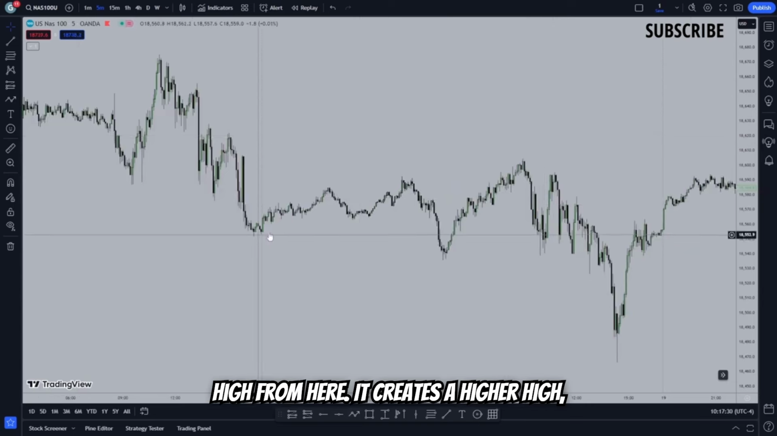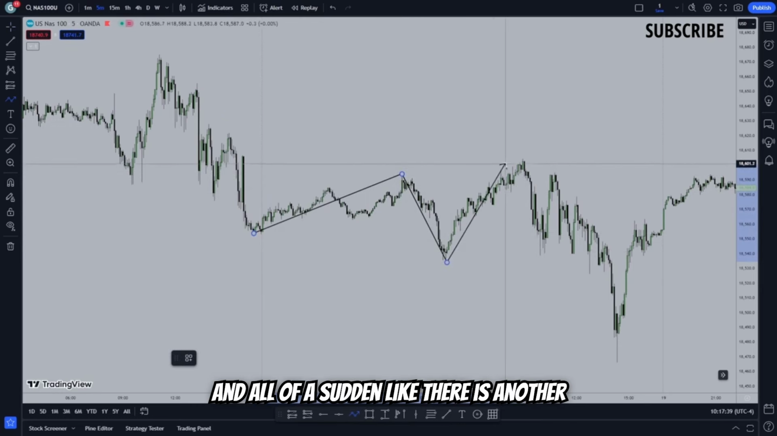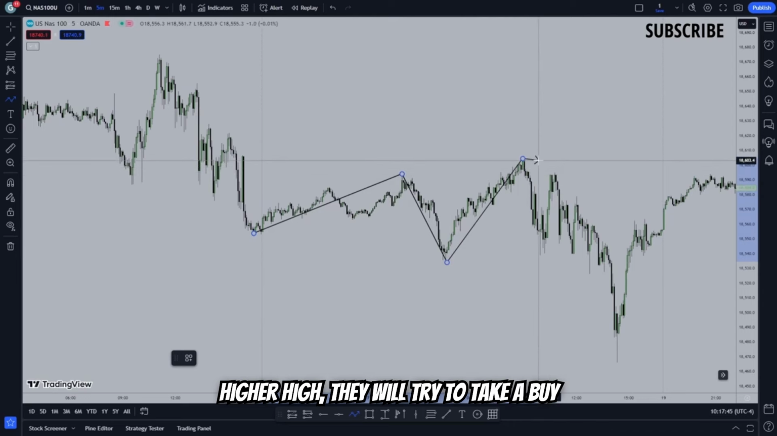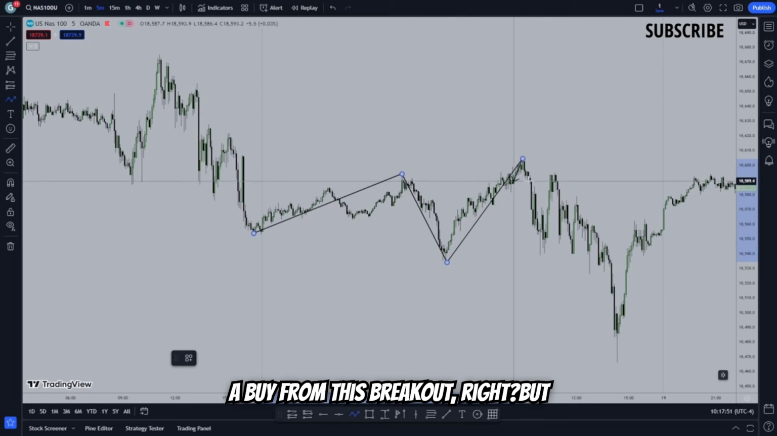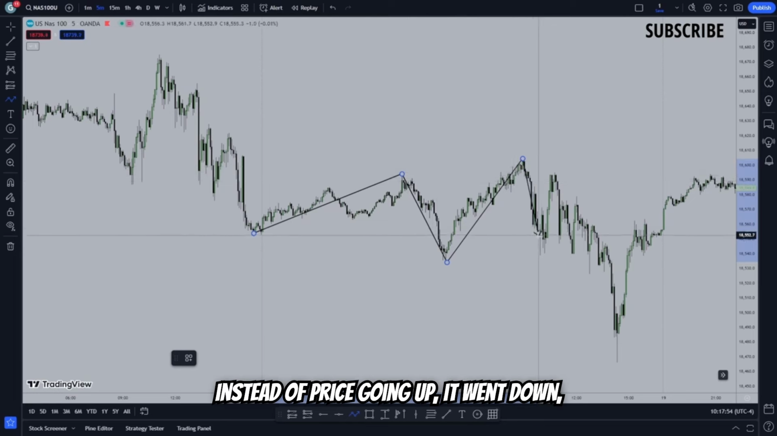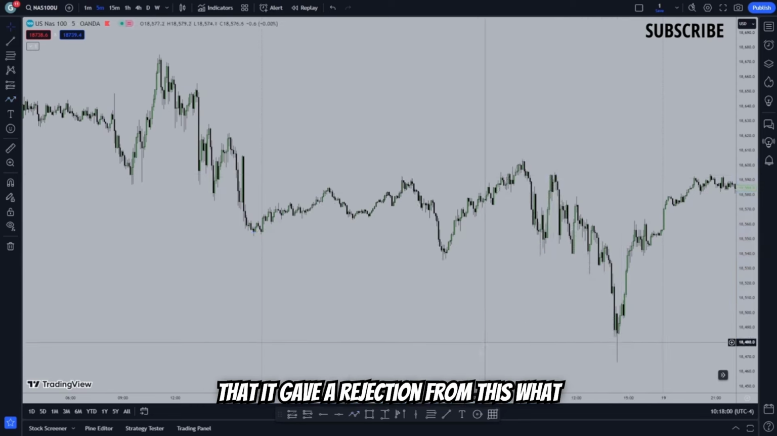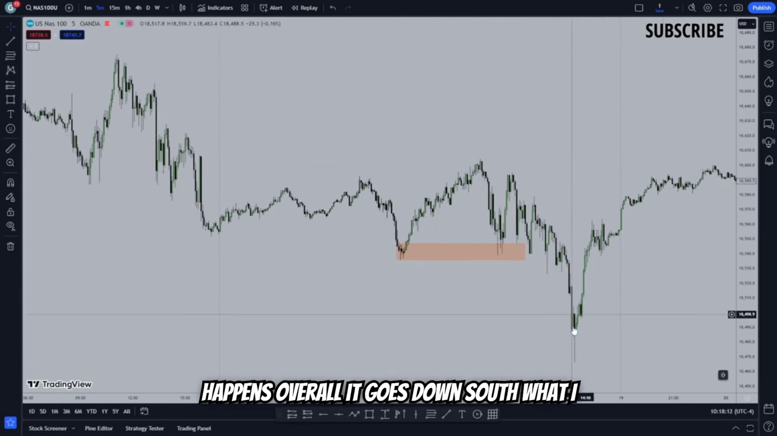Price was creating a higher high. From here it creates a higher high, higher low. Oh sorry, lower high, lower low, and all of a sudden there is another higher high over here. So what people will do when they see this type of higher high, they will try to take a buy from here, right? People will take a buy from this breakout, right? But instead of price going up, it went down, right? Went down. And now if you can see, it gave a rejection from this demand zone. So it made a fool of people that it's going up from here. But what happens overall? It goes down.